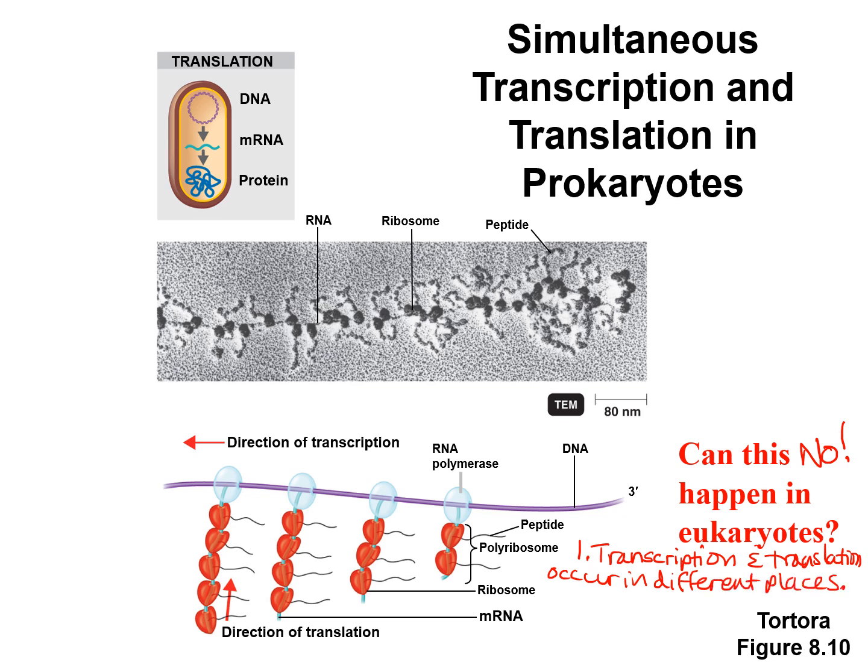So remember, transcription occurs in the nucleus, and then translation occurs in the cytoplasm. So you couldn't have them happening simultaneously like this because there's no ribosomes in the nucleus, so this would not be happening. And then the second reason this would not happen as well is that eukaryotes have to process the messenger RNA before it can be translated.